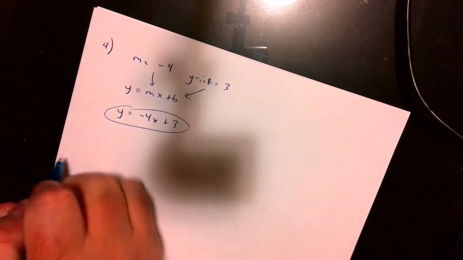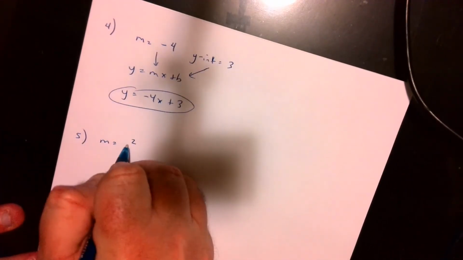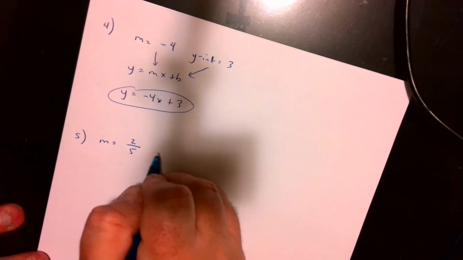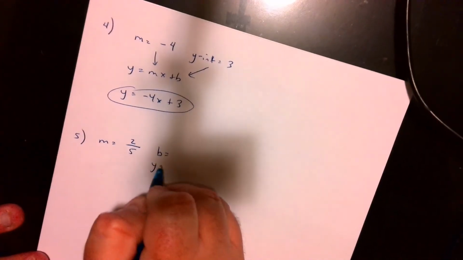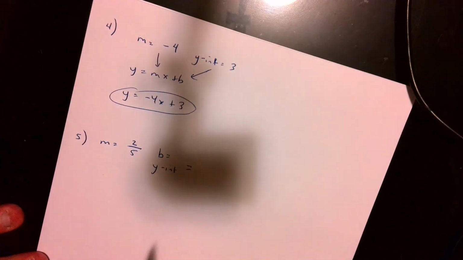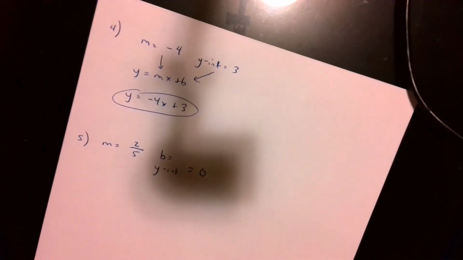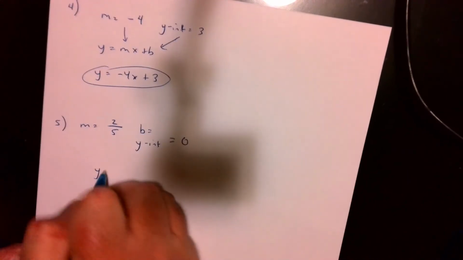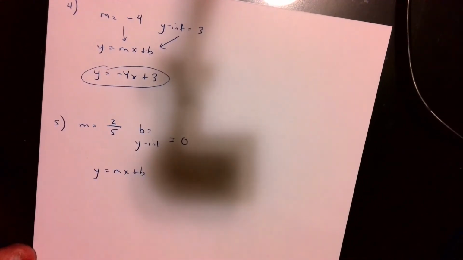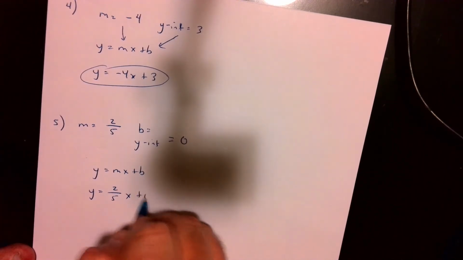Okay, one more. So what happens if I go m equals 2/5, and I say your b, or your y-intercept, however you want to look at it, and I say that's 0. How would you write this in the slope-intercept? Y equals mx plus b. Y equals m, 2/5 x plus 0. Do I write that?